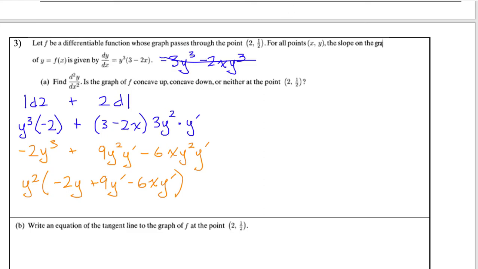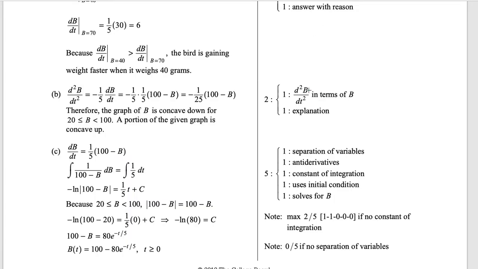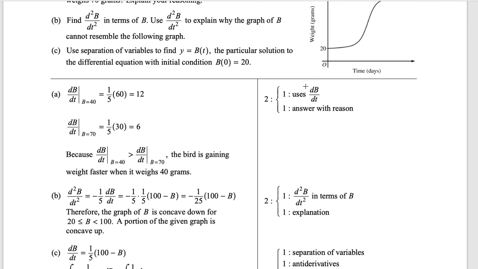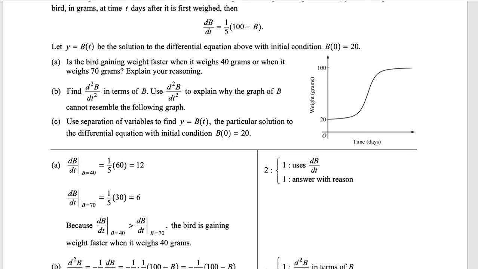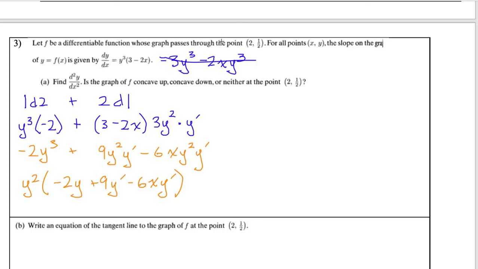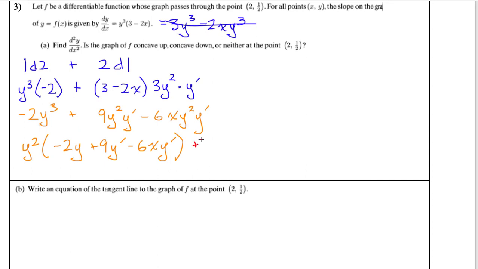We found the second derivative, so we can now give ourselves +1. I don't have the solution guide for this one. Is this based off of a problem? I don't know. Okay, I'm just going to make stuff up. I've seen lots of these. You probably get +1 point for that. And then you need to figure out if it's concave up, down, or neither. So I'm going to plug in 2.5.